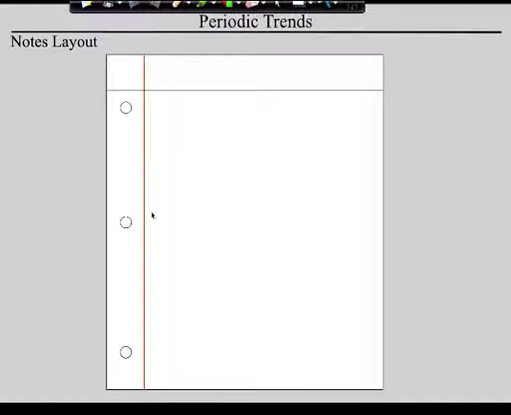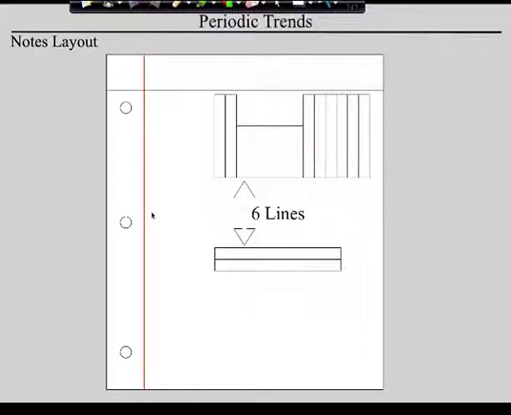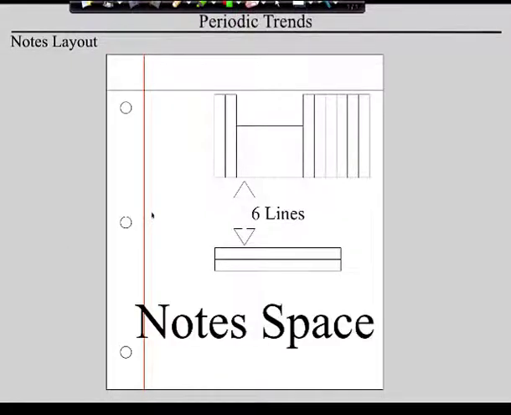So guys, here's what you're going to do. If this is your paper, notice I even made the line red. First of all, you've already got it titled, right? Periodic trends. You're going to draw, and hold on, don't go yet, just watch, a skeletal version of the periodic table where you'll cut up the S and the P, don't cut up the D, and then skip down 6 lines and draw the F. And then, guys, this space down here becomes your note space.